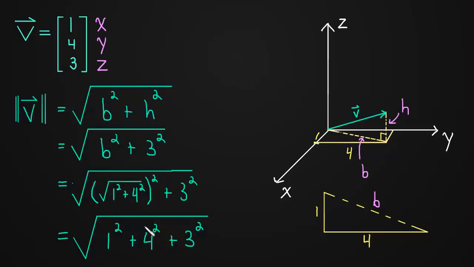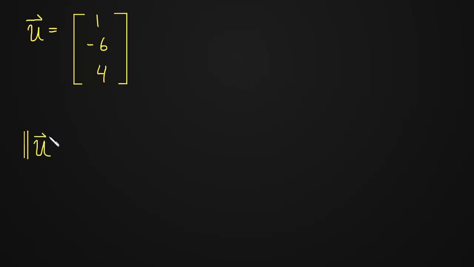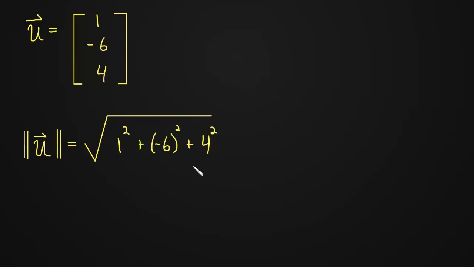Okay, let's do another example. Let's say we have u is equal to, I don't know, 1, negative 6, 4. What is the length of u? Well, we don't need to go through the whole process that we went through. As long as we understand what we did, we can just remember that the end result is we take each component, we square it, we add them all together, and we take the square root. So simply the square root of 1 squared plus negative 6 squared plus 4 squared. And that's it.